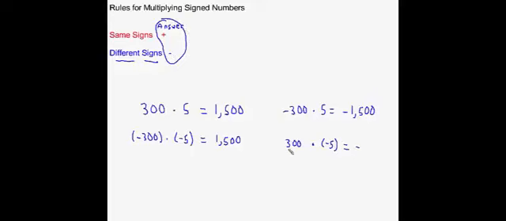And just like before, to get the rest of the answer, you take the absolute value of the numbers and then multiply. Well, the absolute value of 300 is 300. The absolute value of negative 5 is positive 5, so again, we've already done that, and we got 1,500.